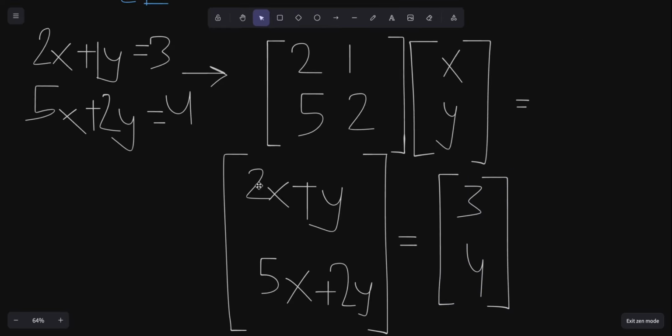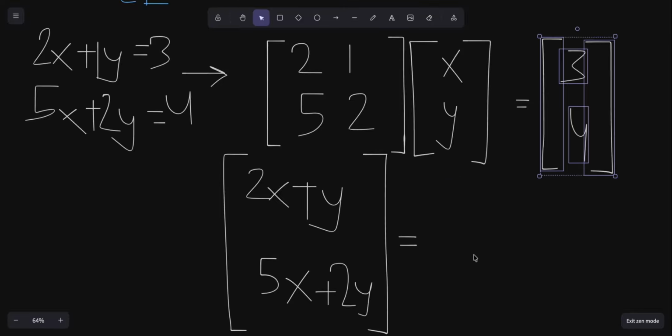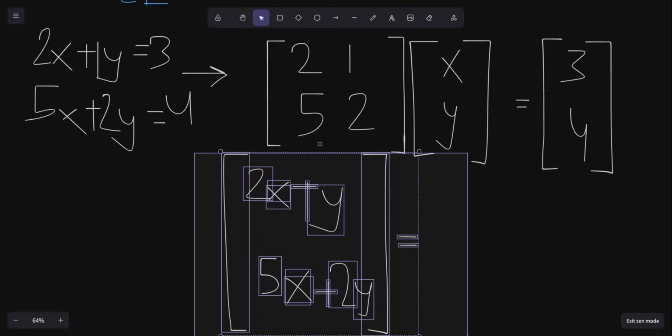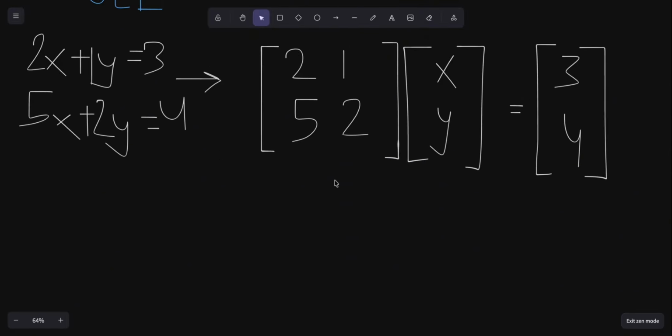Right? 2x plus y is equal to 3, 5x plus 2y is equal to 4, except I've just written it in a matrix linear algebra way. Okay, so it's still going to be equal to what I have here. It's just more compact. However, the way that I have this written here, it's really, really weird.